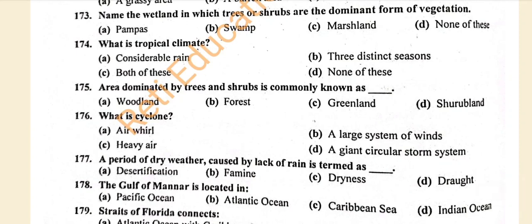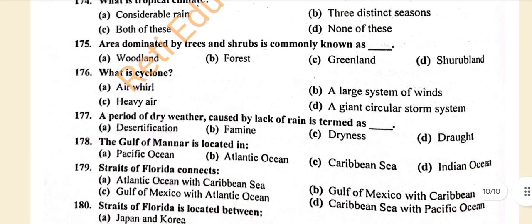Question number 174. What is tropical climate? A. Considerable rain, B. 3 distinct seasons, C. Both of these, D. None of these. And the correct answer is C. Both of these.